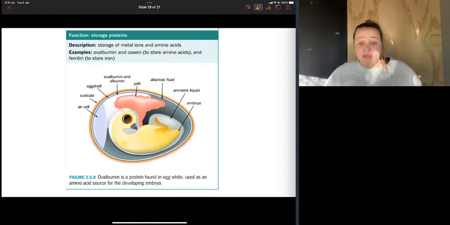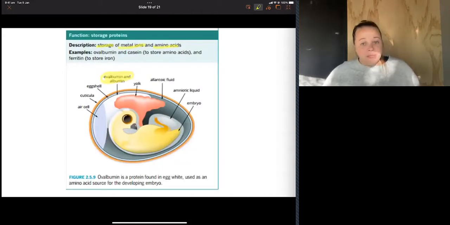We can also have storage proteins. For example, albumin that's in an egg white. Casein as well, if you've heard of that, in milk. Their job is to store amino acids to give us the building blocks to build our own proteins in protein synthesis. So they store amino acids. They also can store metal ions, but you're never going to be asked about storage protein.